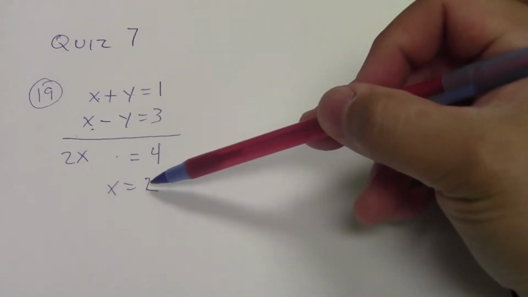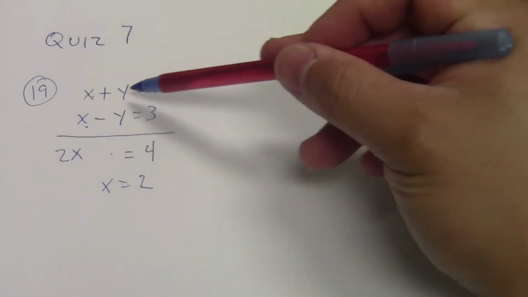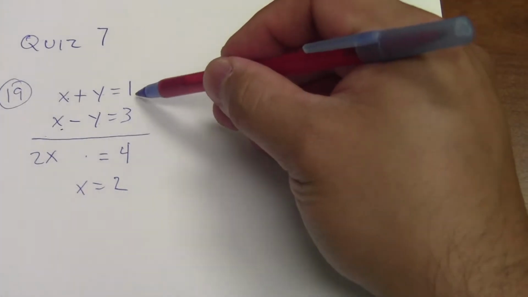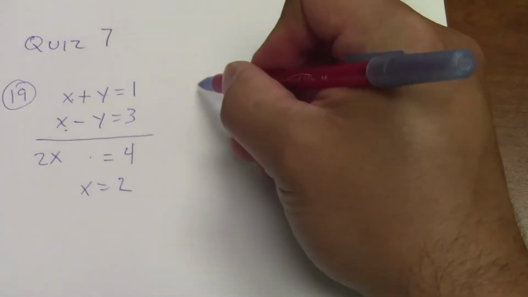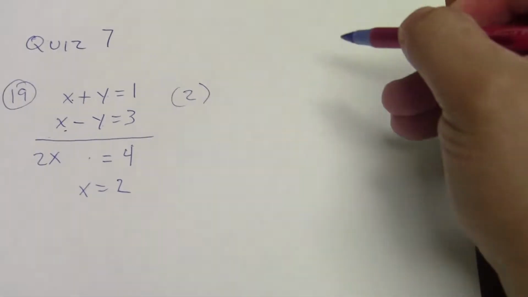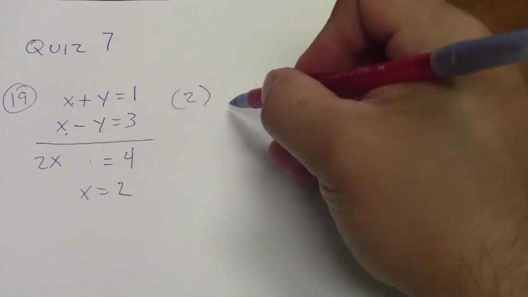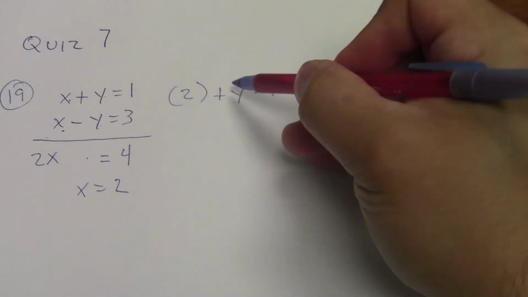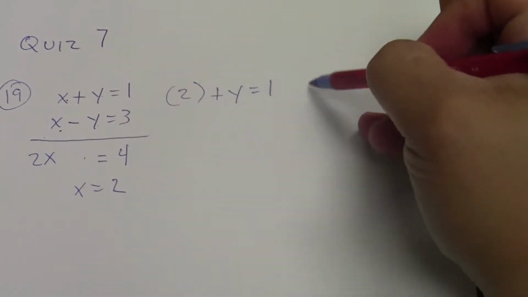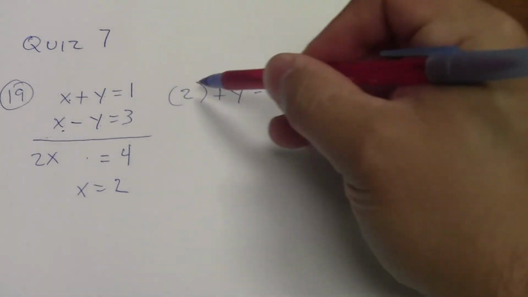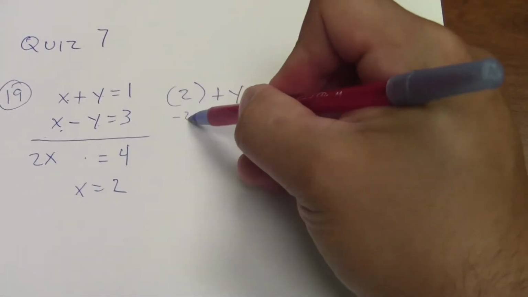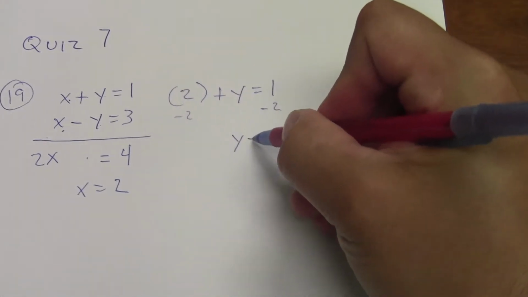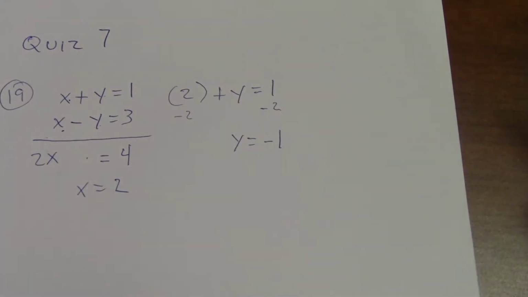Once I know what x is, I can plug x back into one of these equations and solve for y. So let's try that out. I'm going to use this top one. x equals 2, so I'm going to put 2, in parentheses just so you know that was the answer, plus y equals 1. I want all numbers on this side of the equal sign and all variables on this side, so I'm going to subtract a 2 from both sides. And I'm left with y equals minus 1.